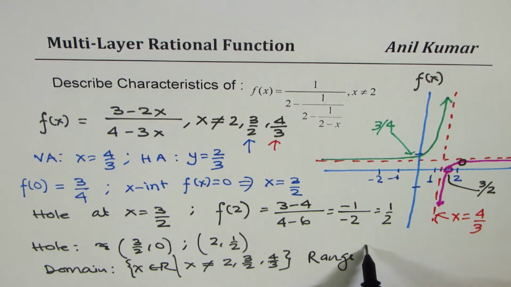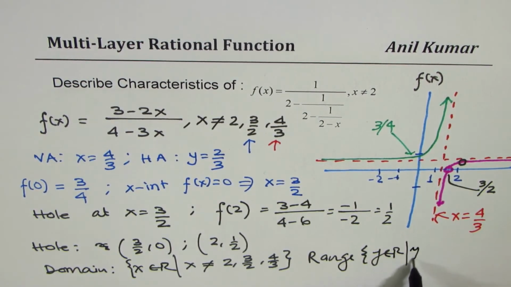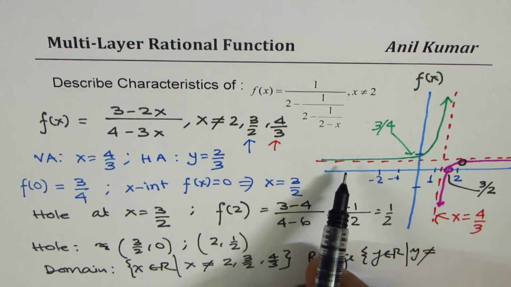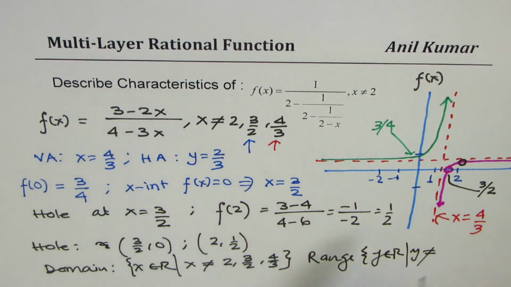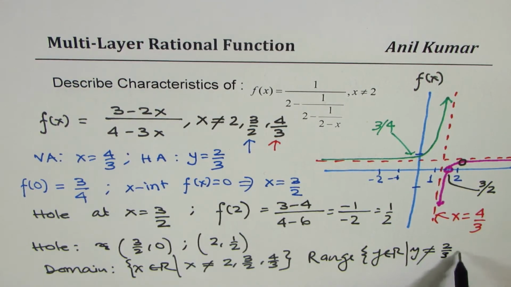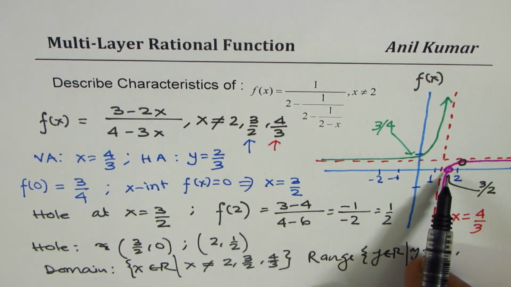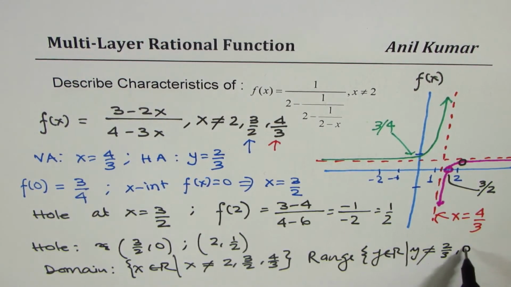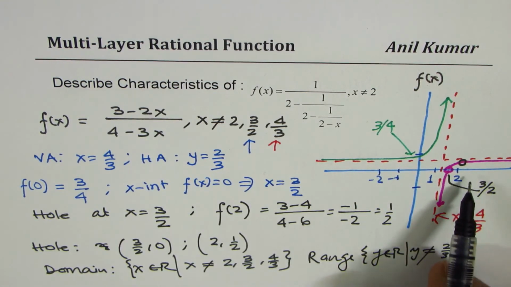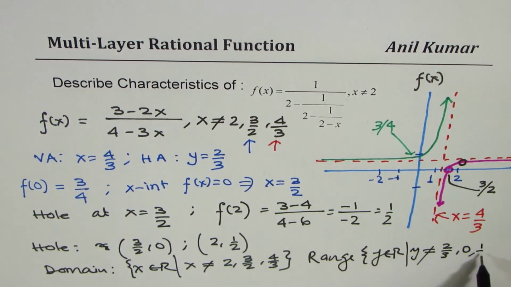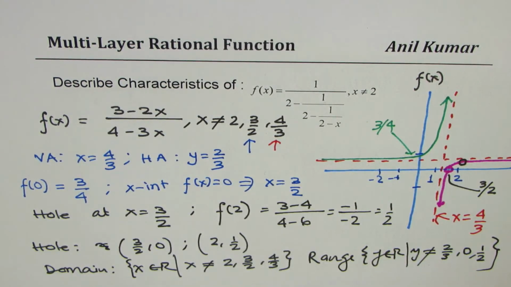And we have a range where y belongs to real numbers, but y is not equal to the horizontal asymptote, which is 2 over 3, and y is not equal to 0, and y is not equal to half. So that becomes the range of the particular function. Is that very clear, right?